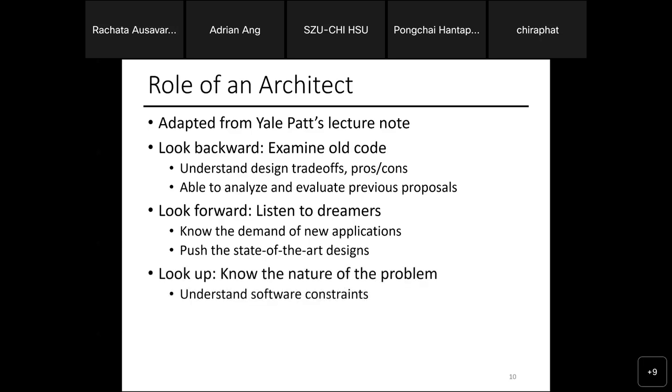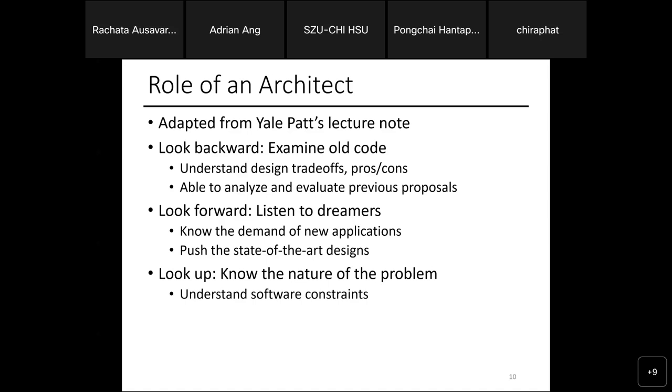You also need to look up, know the nature of the problem. By look up I mean look at the compute stack from problem, algorithm, compiler, OS, runtime, and architecture is way down the stack, right? So you need to know the nature of the problem up the stack. What's wrong with the algorithm? What's restrictive? What's doable and what's not doable?